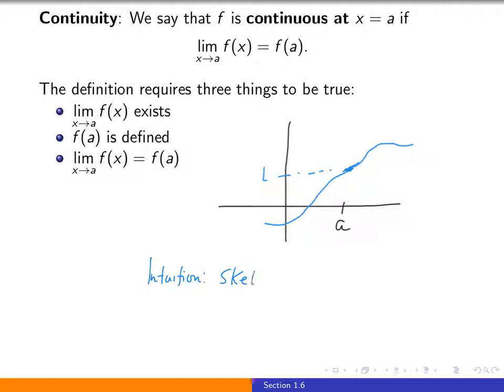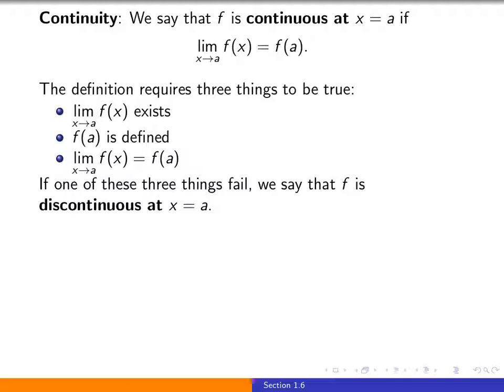We can sketch the curve without lifting our pencil. And that will help us in terms of recognizing continuity from a graphical perspective. Now, if any of these three things fails to be true, we say that f is discontinuous at x equals a. So let me draw several pictures that would illustrate this.